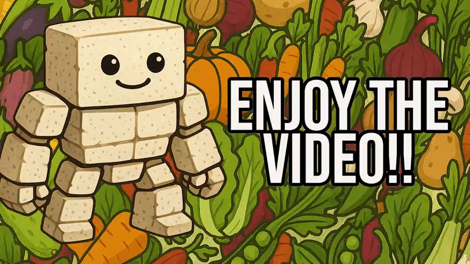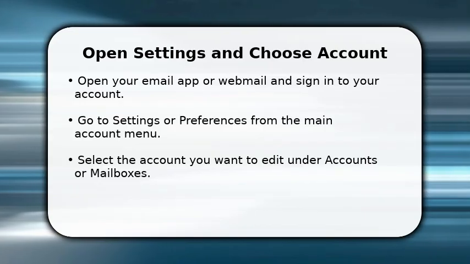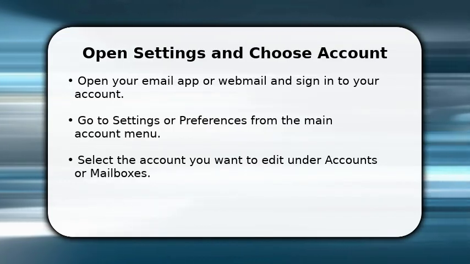Please enjoy the video. Open your email app or webmail and sign into your account. Use your normal username and password to access the inbox. Go to Settings or Preferences from the main account menu. Look for an icon labeled Settings, a gear, or 3 dots.